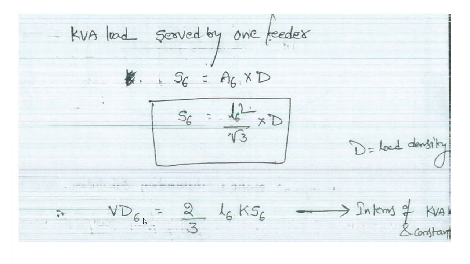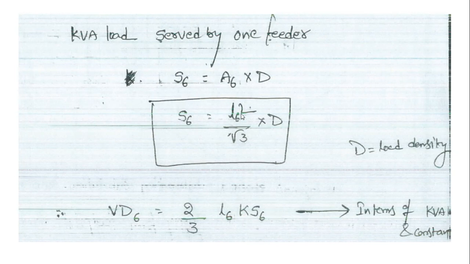Therefore, VD6 is the voltage drop, as in the previous derivation and also in the feeder lines. This is the fixed formula for the voltage drop: VD6 is equal to 2 by 3 L6 K into S6, where K is the constant and S6 is the kVA load served by the one feeder.